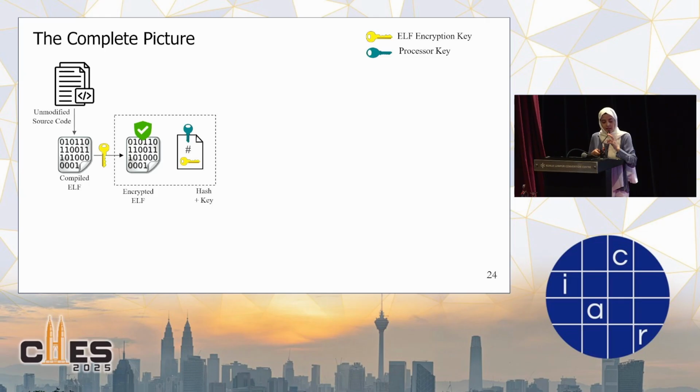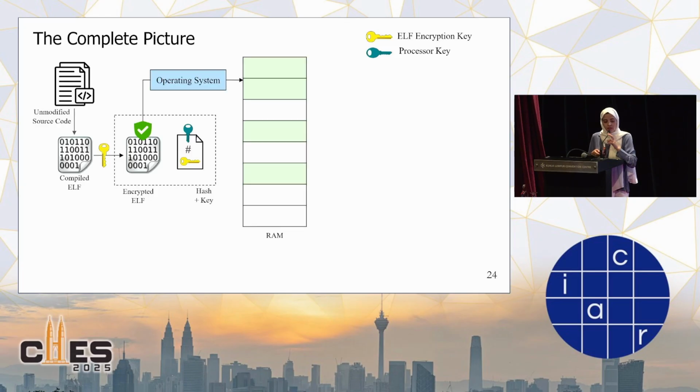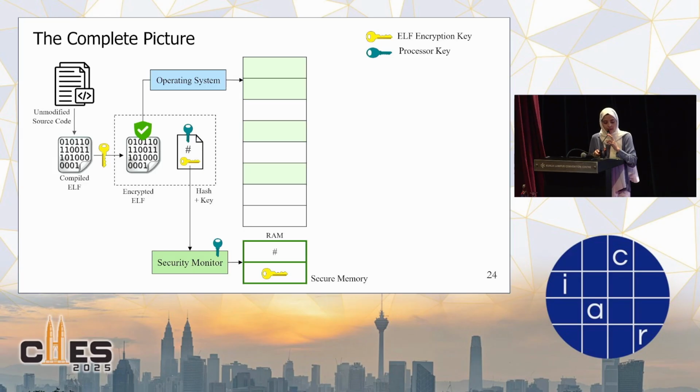So these hashes and key are embedded in a separate section in the binary, and the entire binary is loaded by the operating system into the RAM as such, so that the application pages always remain encrypted in the RAM. The only difference at load time is that when the OS detects this additional section of hashes and keys, it transfers control to a security monitor, which is software running at a higher privilege and is trusted. The security monitor has access to the private key of the processor and is able to extract these hashes and keys and stores them in a secure region of memory that the OS cannot access.